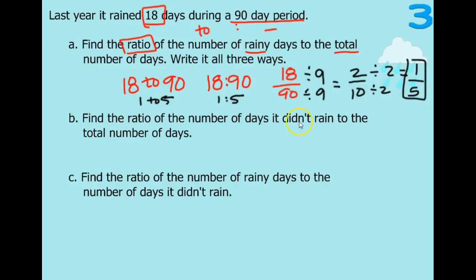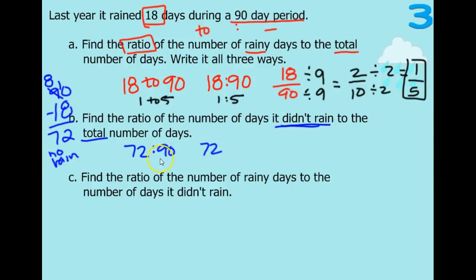Then find the ratio of the number of days it didn't rain to the total number of days. Well, if there were 90 days total and it rained 18, we can just subtract to figure out the number of days that it didn't rain. So I'm going to borrow from the 9, make that an 8. 10 minus 8 is 2, and 8 minus 1 is 7. So it didn't rain 72 days, so this is no rain, to the total number of days, which was 90.